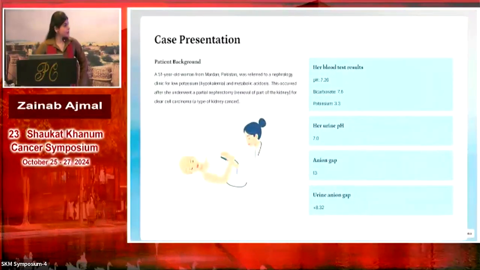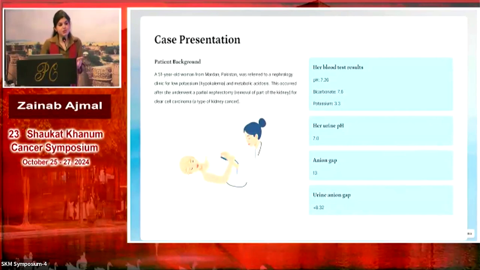So let's start with the case. A patient from Mardan, a 51-year-old lady, was referred to the nephrology clinic for hypokalemia and metabolic acidosis. The patient recently had a right partial nephrectomy and histopathology was positive for clear cell renal carcinoma. So the patient was evaluated and routinely the entire workup was ordered, including electrolytes, renal functions, urine routine examination, urinary electrolytes, and ultrasound KUB, and many more. I'll be mentioning the significant results here only.